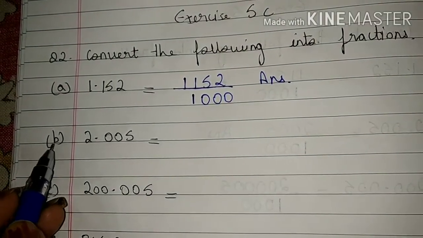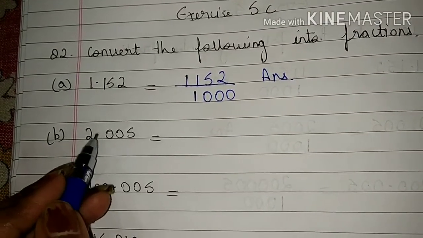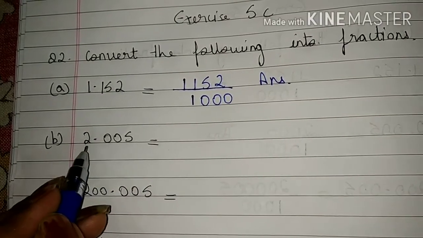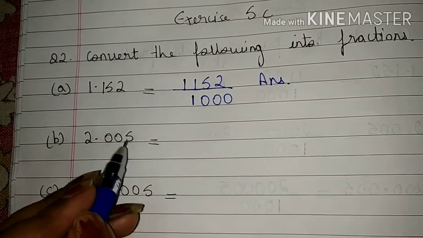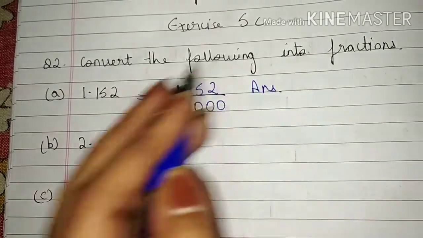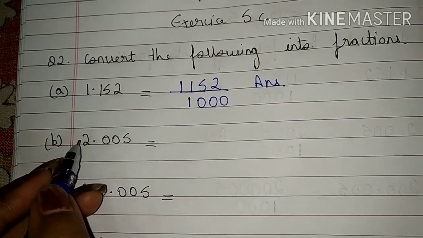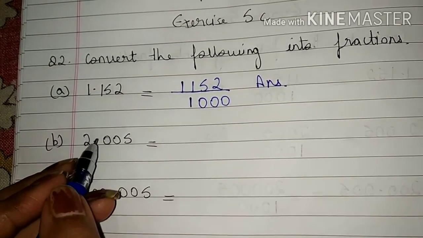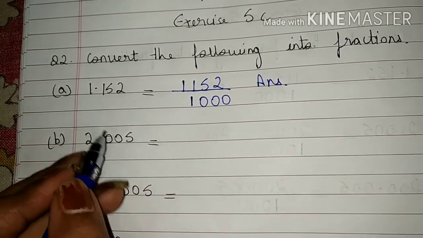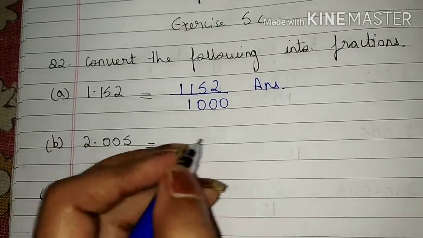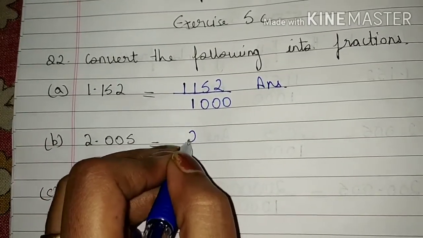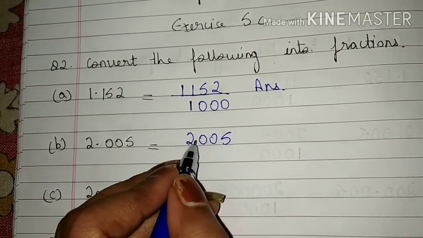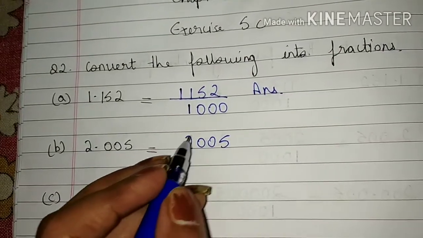Students, come to B part. Question is 2.005. Students, we will convert 2.005 into fraction. First of all, we will remove the decimal point. After that, we will write the number 2005 as numerator here. Now students, you can see here we have removed the decimal point.